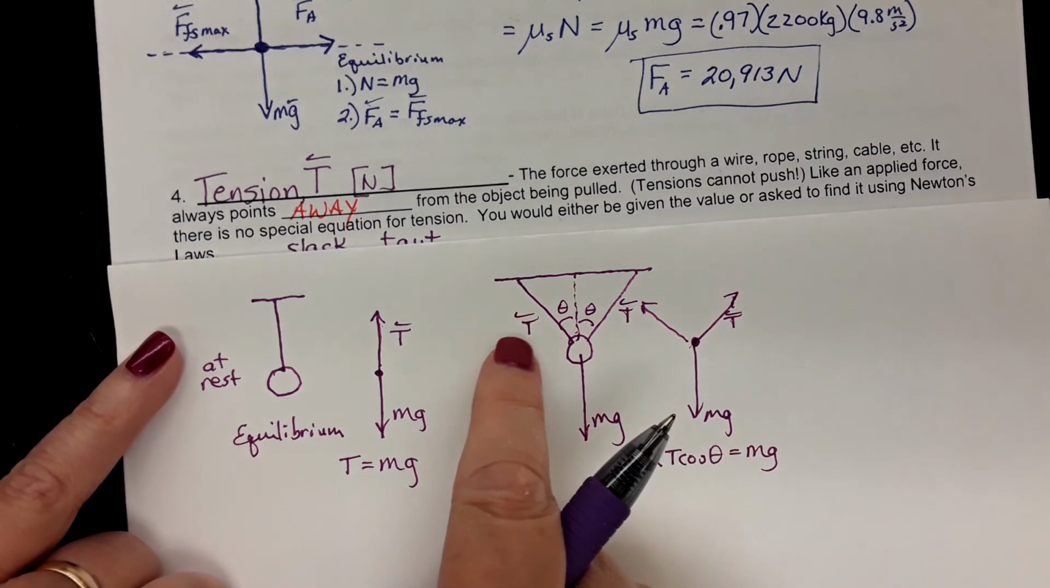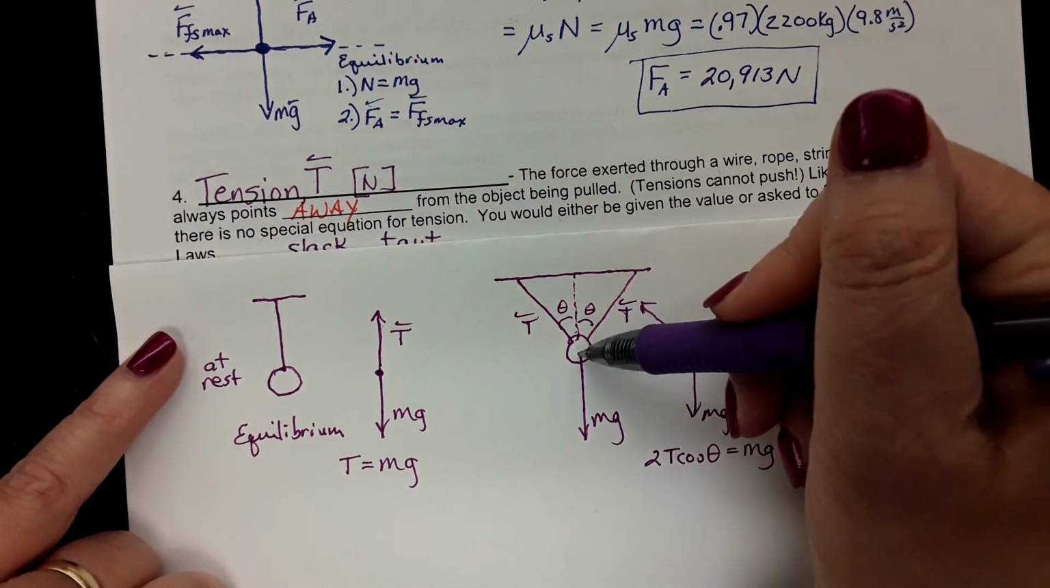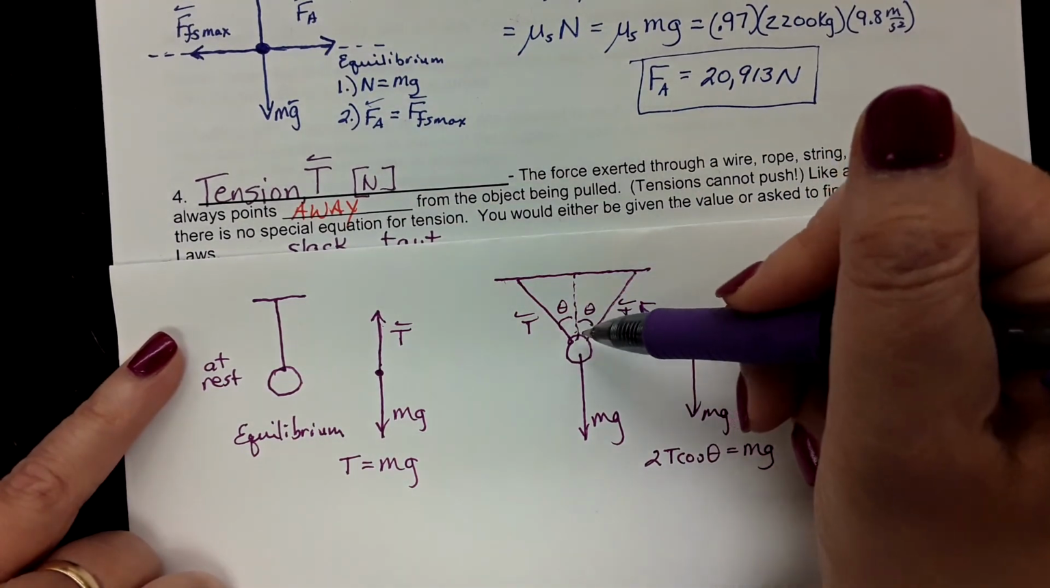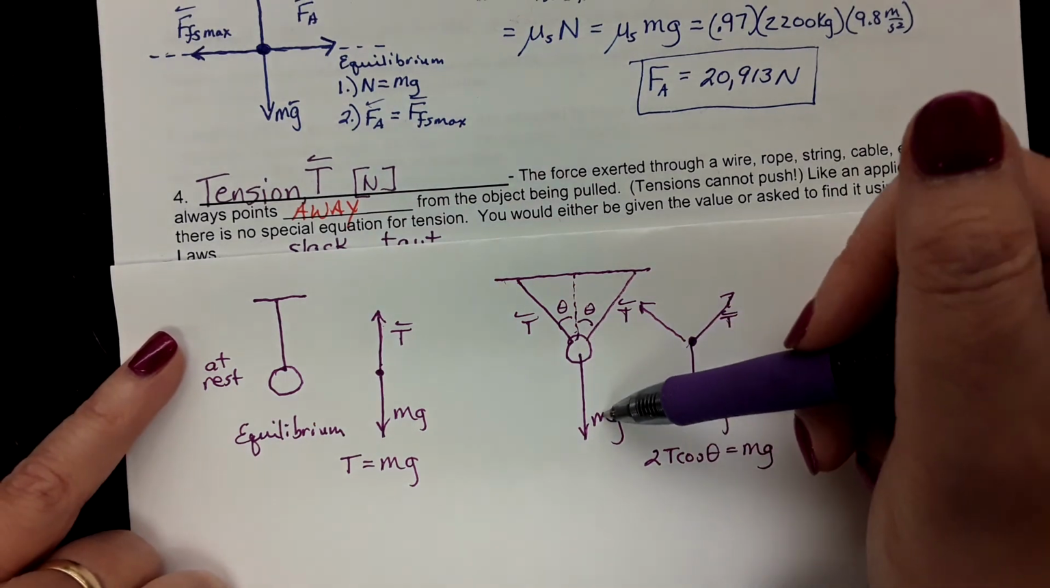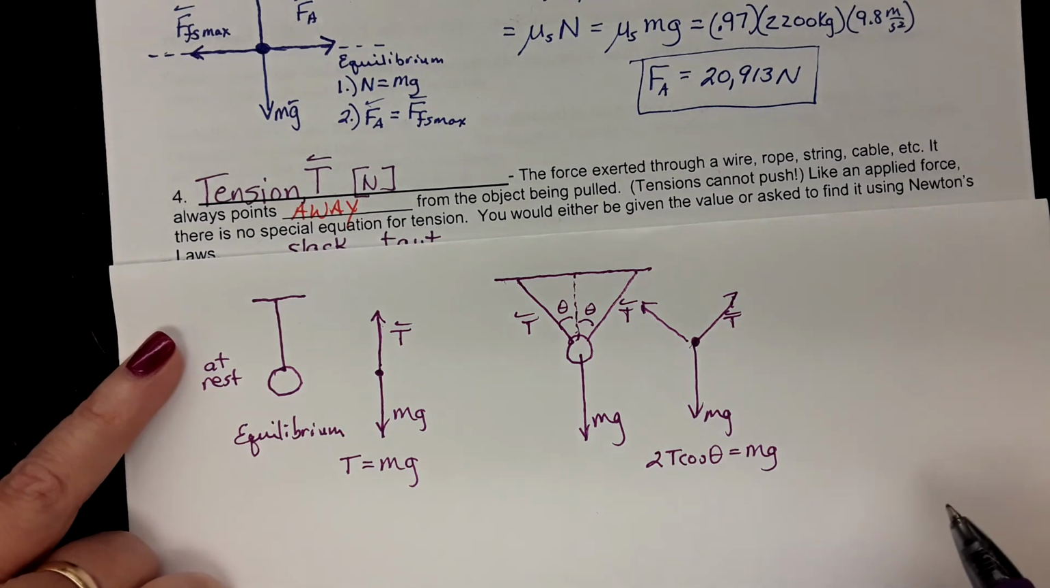Okay, because we have two vertical components, and together, well, if we look at it this way, over and up, the two vertical components together balance the weight. So 2T cosine theta equals mg. All right, so each one supports half the weight.